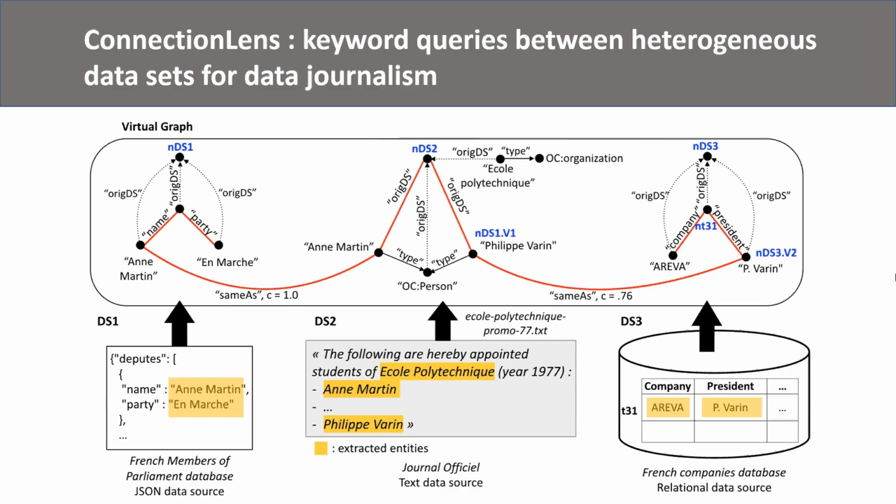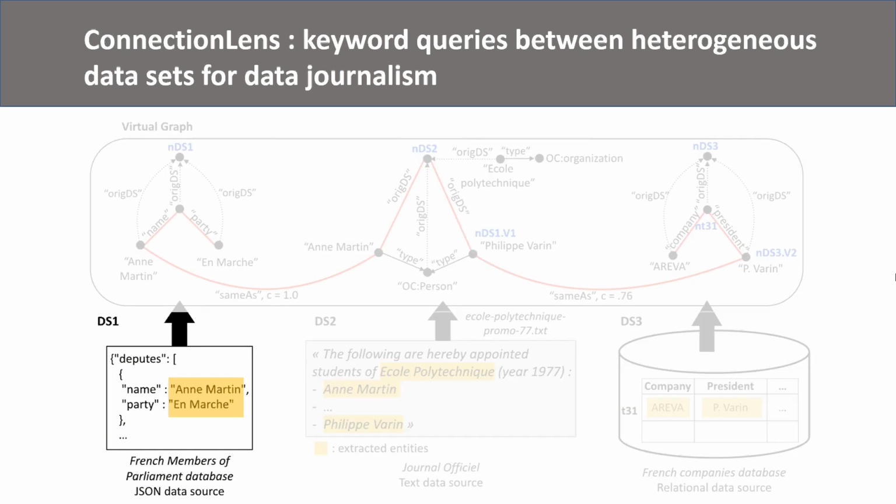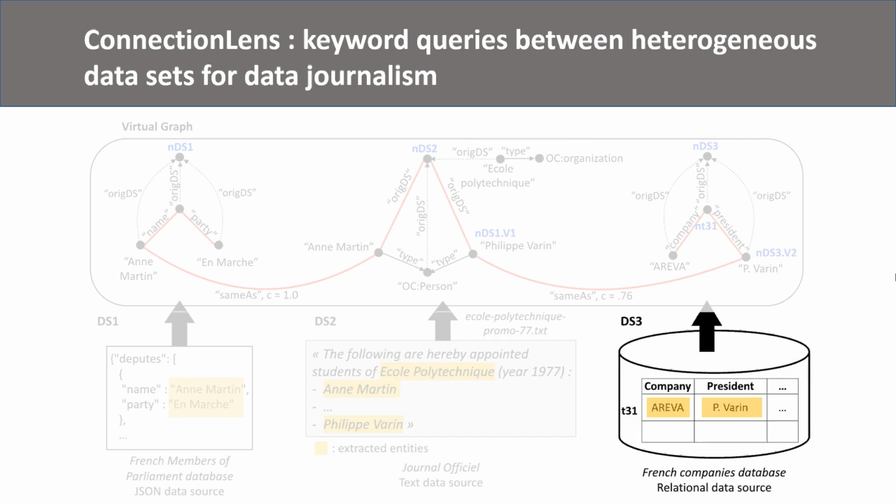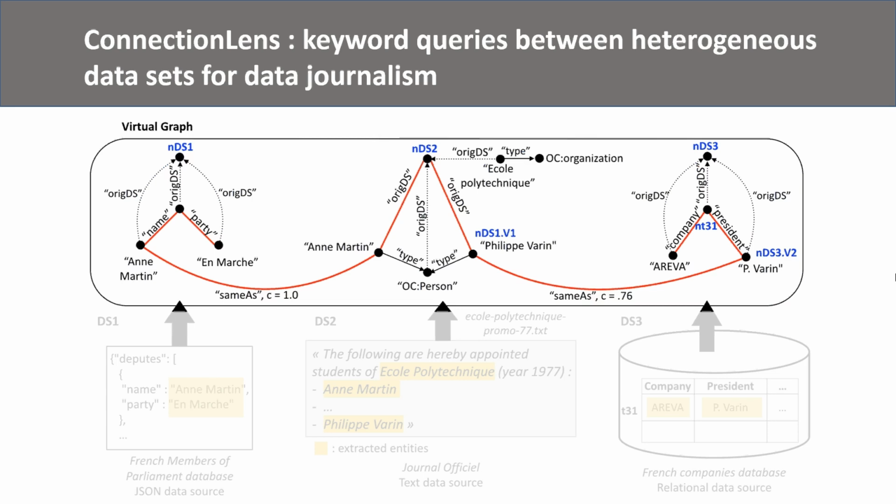The work on this project aims at improving the usability of a tool called ConnectionLens. So let us first explain how it works. ConnectionLens is a tool designed for data journalism that provides a solution for exploring data sources with heterogeneous models using the following methods. For each type of model, here we have a JSON document, a text, and a relational table, each of them is systematically translated into a graph that mimics the initial structure of the data.